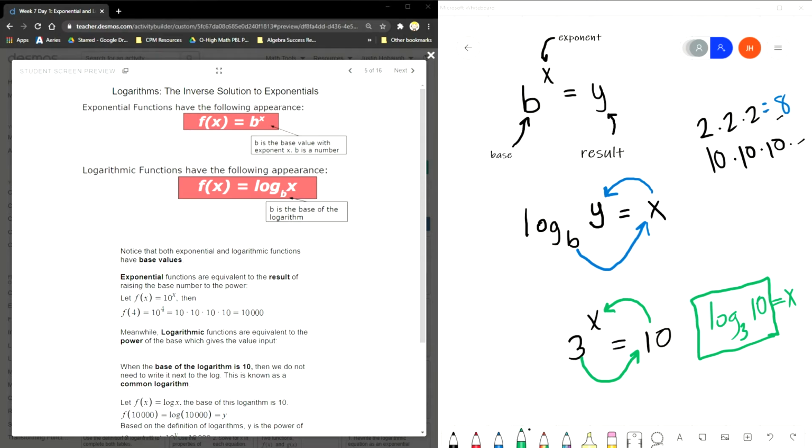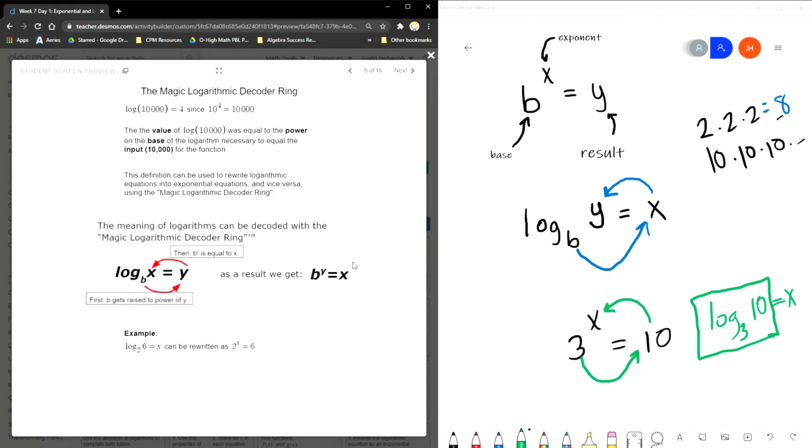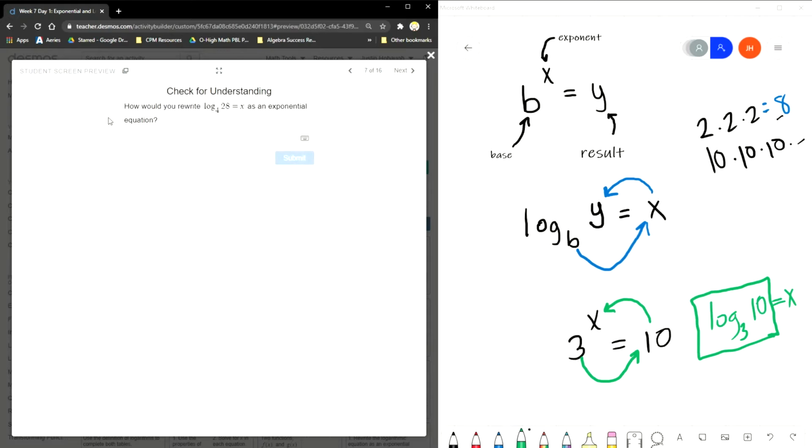All right, so I'm going to go ahead and skip forward a little bit here. So yeah, you can read this on your own. If you just read it, it hopefully should make sense.